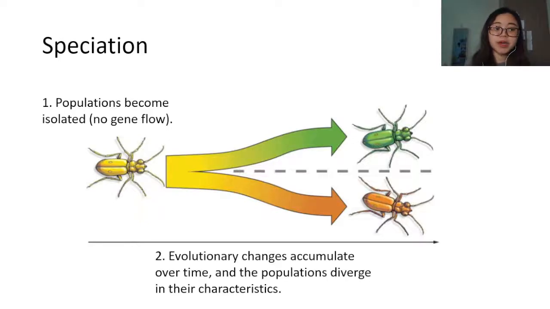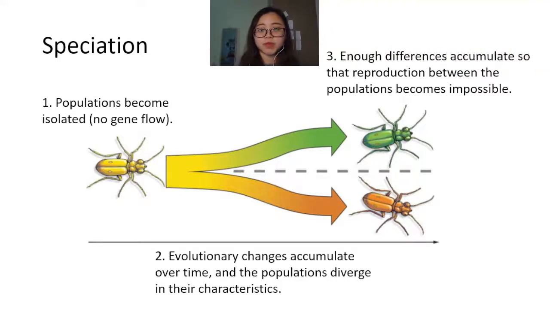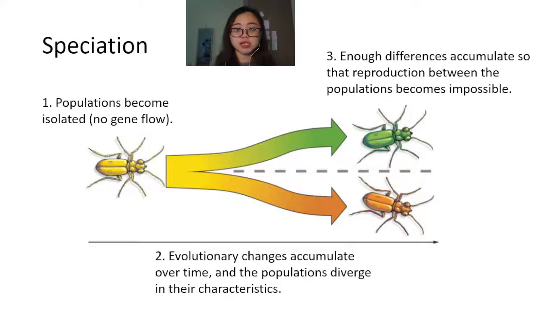And then, give it enough time. After some time, the evolutionary changes will accumulate and the populations will diverge in their characteristics. Give them enough time, they're going to have some genetic variability and become different from one another for whatever reason. When enough differences accumulate so that reproduction between the populations becomes impossible, then that is speciation.